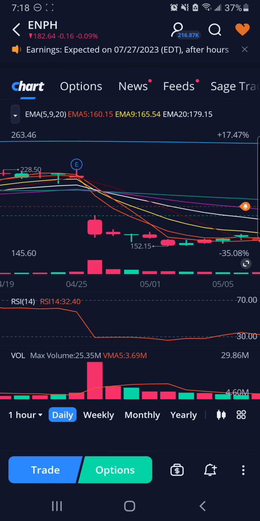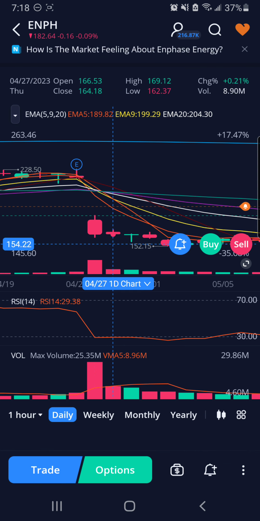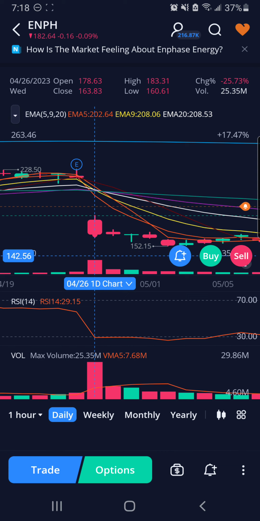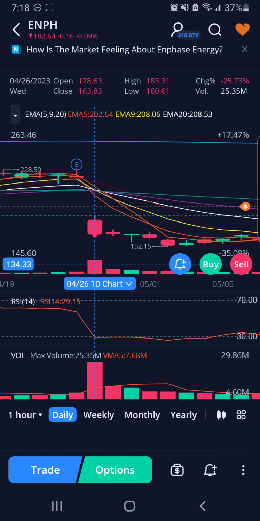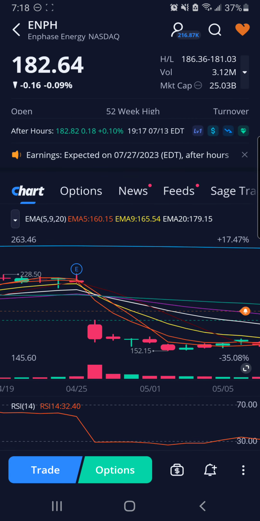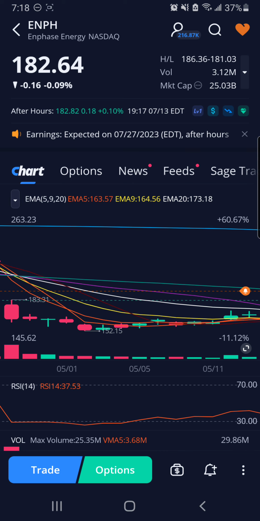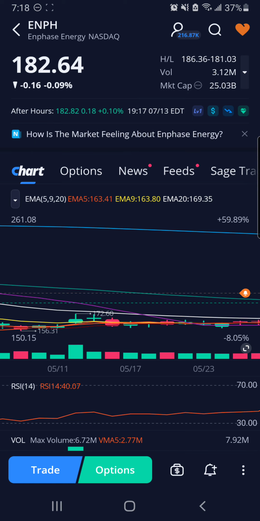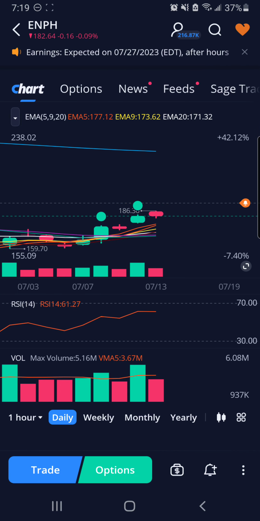You see on the bottom of the screen, underneath RSI, you see volume. That was a huge volume day for this stock. 25.3 million shares were traded, and this stock averages about 4 million shares a day. Today it did 3.12 million, if you see on the top right. So it's not a very high volume stock, but we're going to chart it anyways.